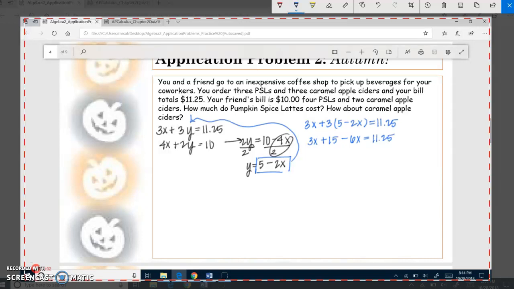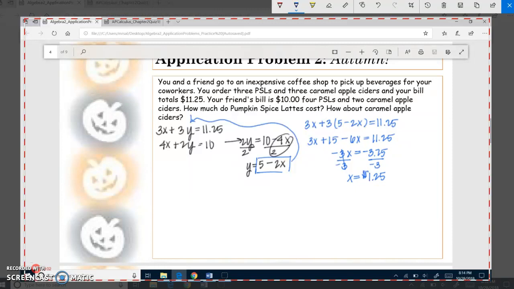And then I just need to combine like terms. So this 3x and this minus 6x will become negative 3x. And then when I subtract 15 over here from 1125, I'll end up with negative 375. From there, I need to divide both sides by negative 3. Divide by negative 3 here. And when we plug that into our calculator, 375 divided by 3, both of them are negative, it will become positive 125. That's our cost.